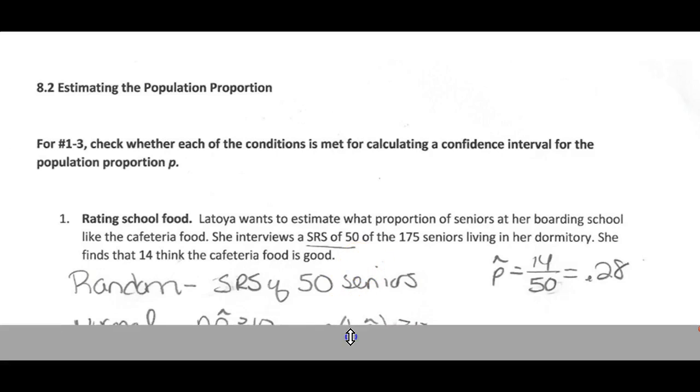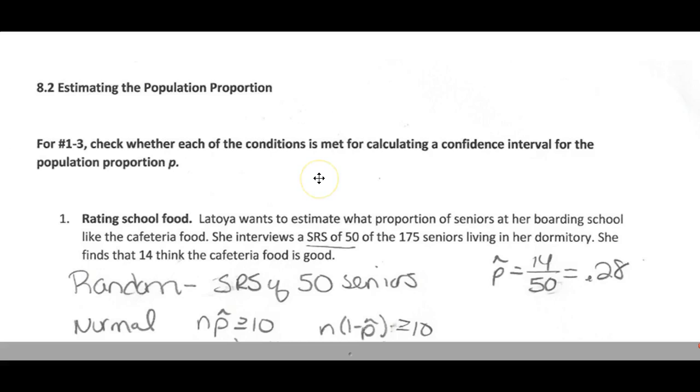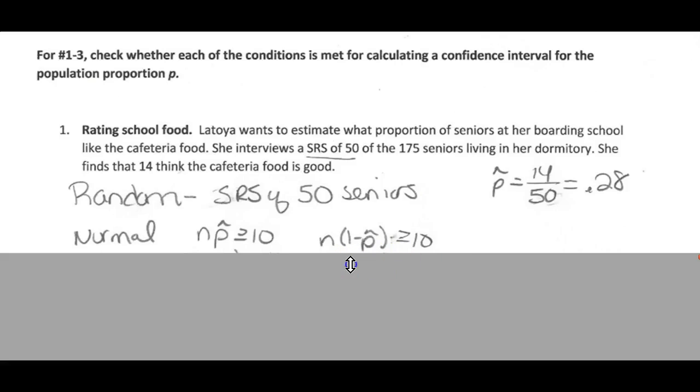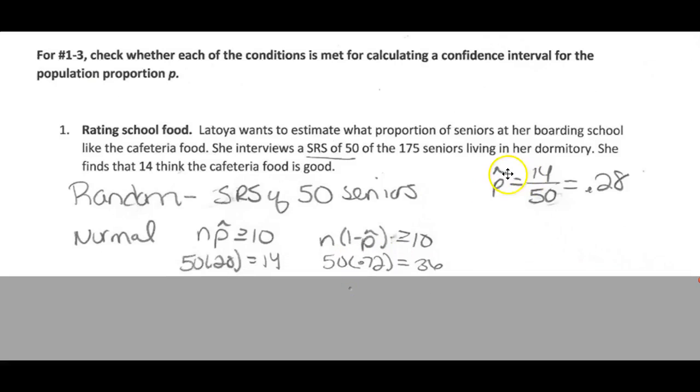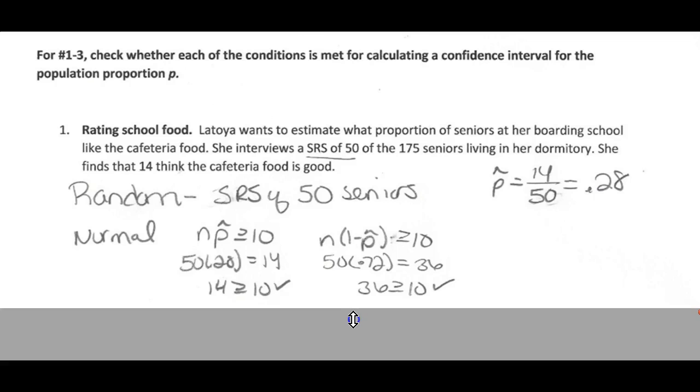Okay, is it normal? So this is where you're checking your np conditions. Is n times p hat greater than or equal to 10 and n times 1 minus p hat greater than or equal to 10? I found the p hat by taking 14 and dividing that by 50, because 14 of them thought the food was good and there were 50 surveyed. That gave me a p hat of 0.28. So 50 times 0.28 gave me 14. 50 times 0.72, which is 1 minus 0.28, gave me 36. Since both of those are greater than or equal to 10, the normal condition has been met.